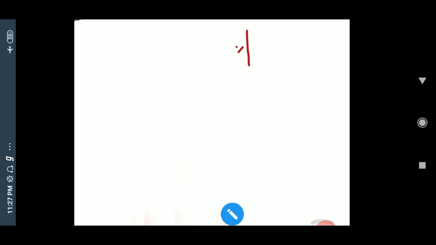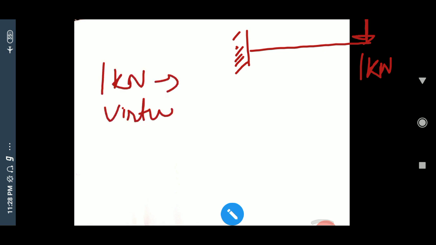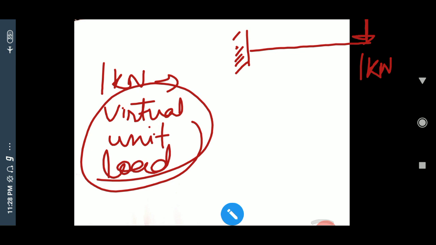We remove all the loads that are actually acting on the beam, and we just apply a virtual unit load. This 1 kilonewton is actually a virtual unit load. What is meant by this virtual unit load? Virtual unit load is the load which was not actually acting on the beam. We just introduced it in the beam so that our calculation will get easier. So this 1 kilonewton we apply on the beam and then calculate the value of small m and carry out the process further. Okay, so now I hope that you get the value of what is capital M and what is small m.